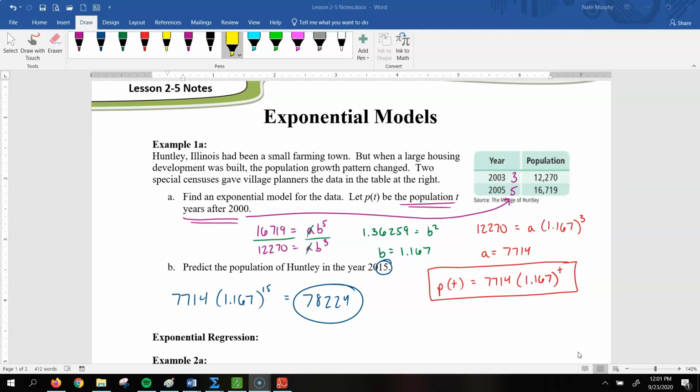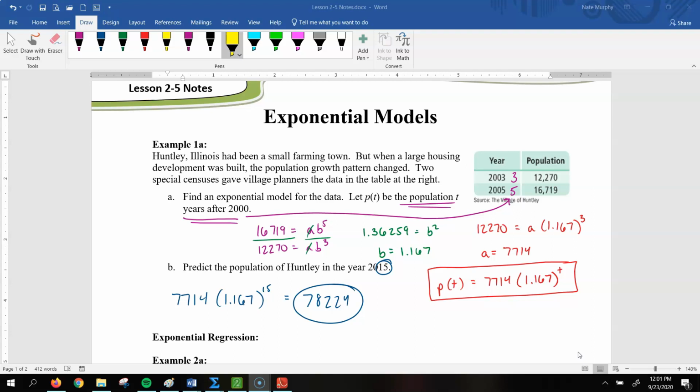It's not exact. It's kind of like if you're putting together a model airplane. It's not an exact airplane, it's just a model of the actual one. Alright, so let's look at this story problem. It says Huntley, Illinois, had been a small farming town, but when a large housing development was built, the population growth pattern changed. Two special censuses gave village planners data in the table at the right. So we see that in 2003, the population was 12,270, and in 2005, it grew to 16,719.